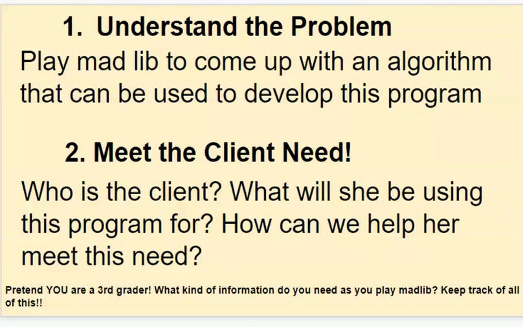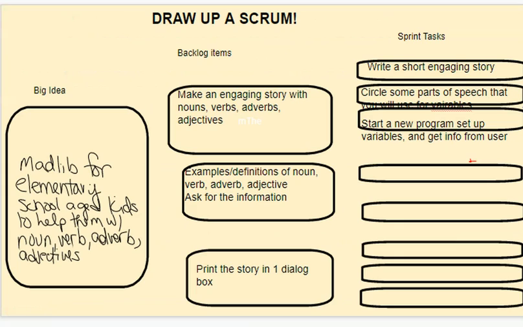So that's the first thing you want to do, is understand the problem and make sure you're meeting her needs. The next thing you want to do is write up a scrum. This is a scrum. It's just the big idea over here. We have to write a Mad Lib for elementary school age kids that has noun, verb, adverb, and adjectives. All four of those things have to be present because the client asked for that.